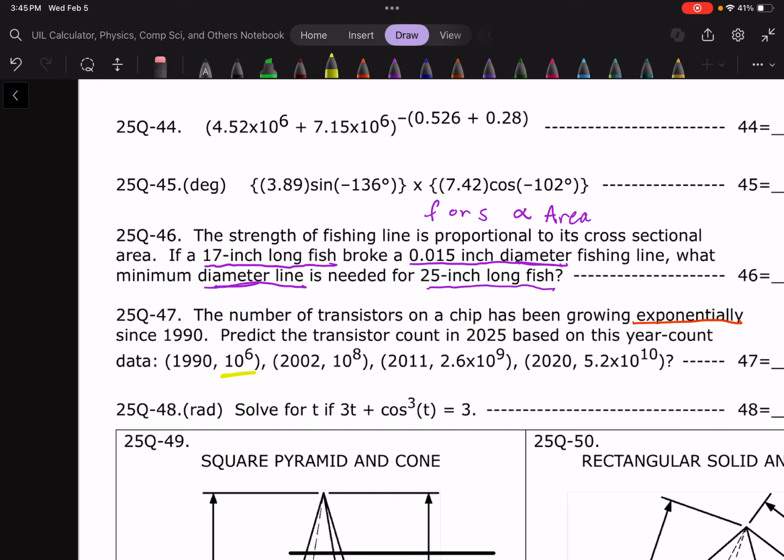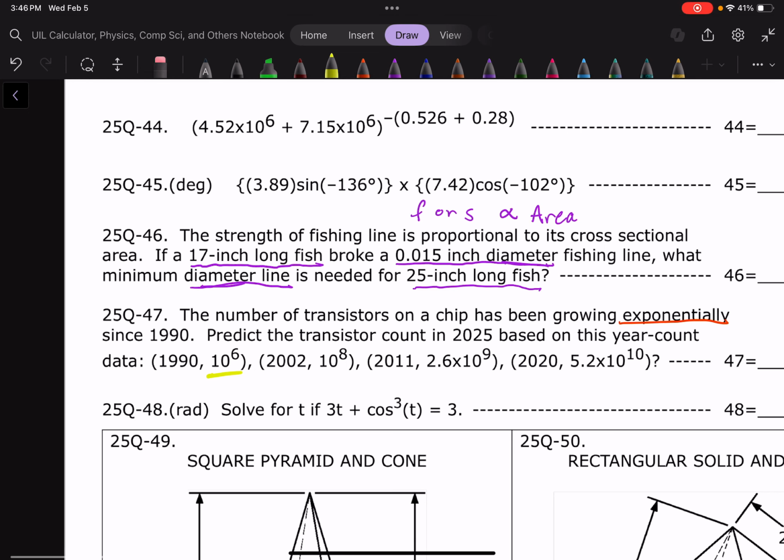Then I do the next guy, 2.6 times 10 to the 9. I take log of that. Then I type in 2011, sigma plus. And then the last number, 5.2 times 10 to the 10. Then I take log of that number. Then I type in 2020, and I do sigma plus.